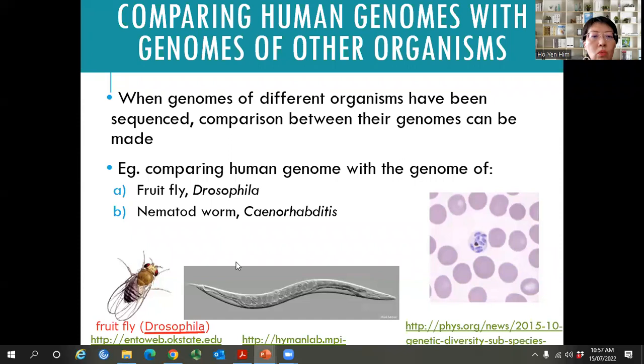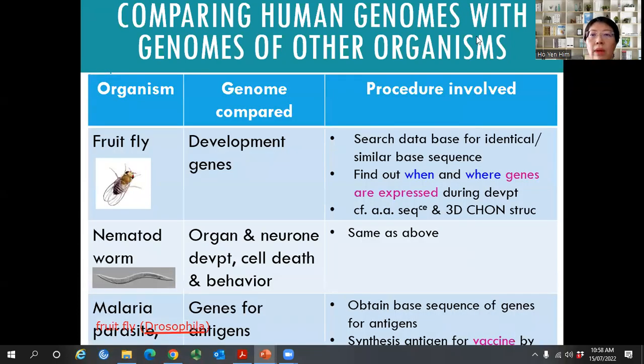And can compare it with the genome of nematode worm. So this is nematode worm here. So compare with this genome of the worm. And so compare it with the genome of the malaria parasite, which is Plasmodium. Right? So why they want to compare? Because they want to find out certain information and see whether it matches or not.